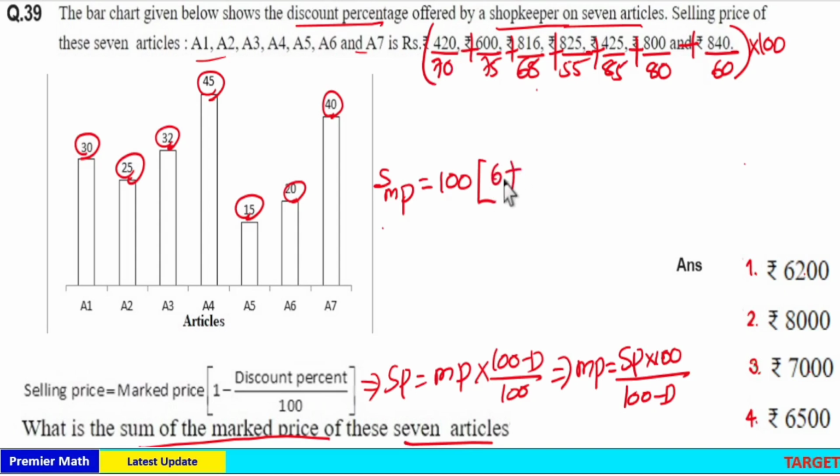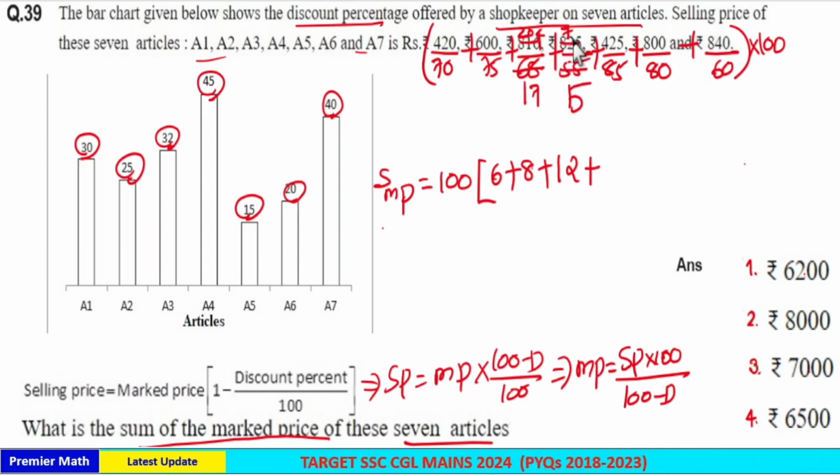Now 70 goes 6 times in 420. 75 goes 2 times in 150, 4 times in 300, so 8 times in 600. 4 goes 1 time in 6, 7 times in 28. 4 goes 2 times in 8, 4 times in 60. 17 goes 1 time in 20, 2 times in 34. 11 goes 5 times in 55. 11 goes 7 times in 82.